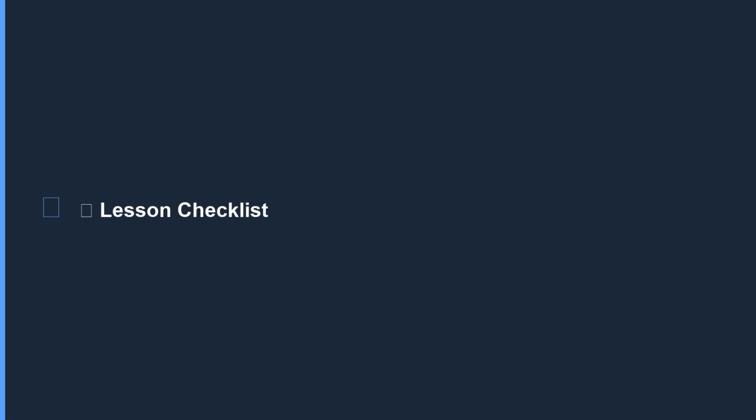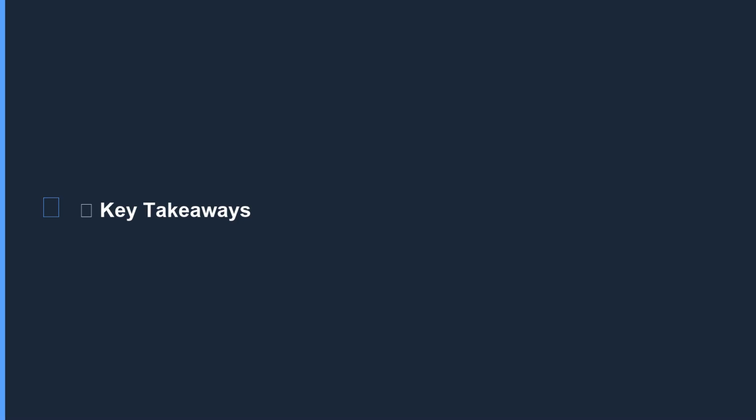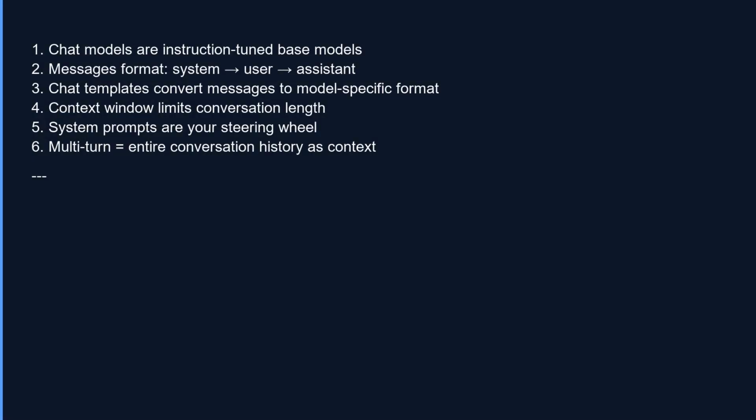Let's now look at lesson checklist. Here's the bash code for this section, starting with understanding checklist. Let's now look at key takeaways. 1. Chat models are instruction-tuned base models. 2. Messages format: system, user, assistant.